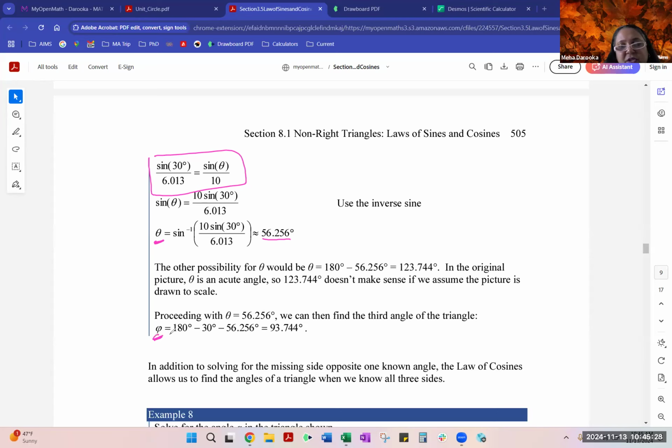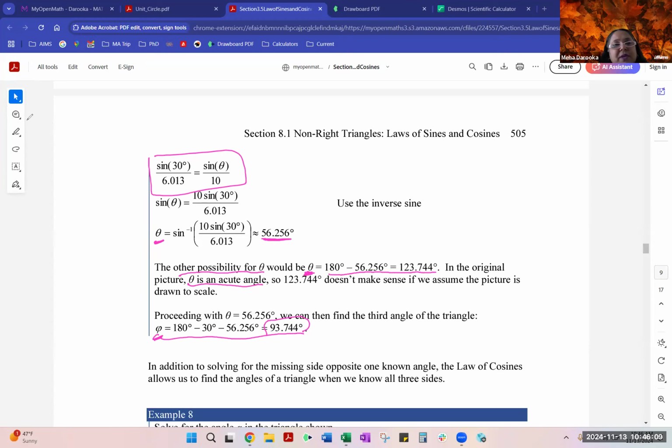Once you have that second angle, for the third angle, which I think they're calling phi, we can just do 180 minus 30, the given angle, minus 56.256, which gives us the third angle as 93.744. However, they are also going with the other possibility for angle theta. If this one is 56.256, for the second value for theta we would just do 180 minus that measurement, which comes out to be 123.744.